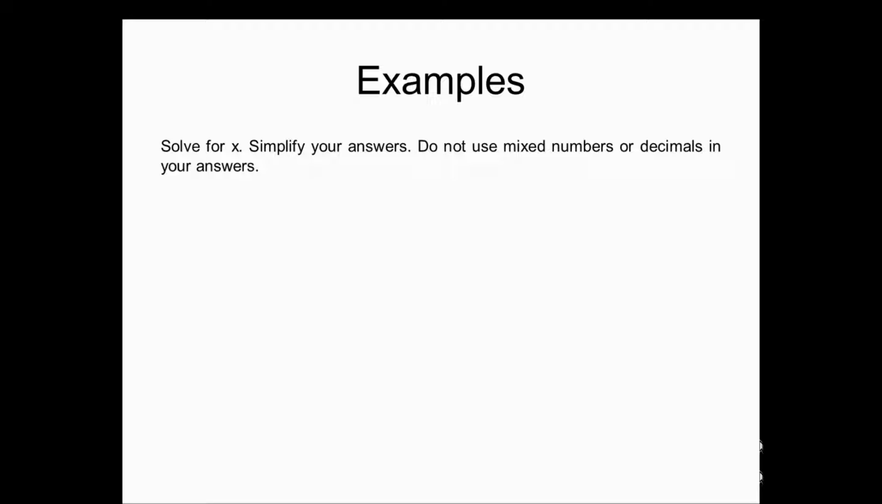Let's try some examples. Solve for x, simplify your answers, do not use mixed numbers or decimals in your answers. So, the usual directions for solving an equation. Here's our first one. I have the square root of 3x minus 5 is equal to 2. The entire radicand is 3x minus 5.